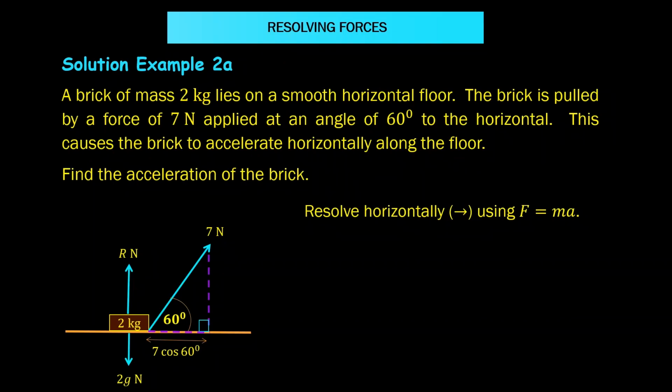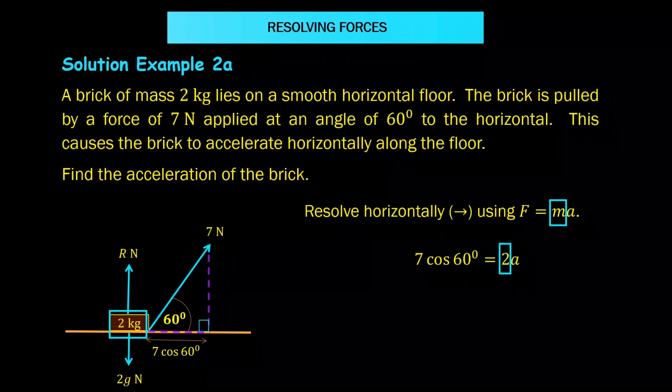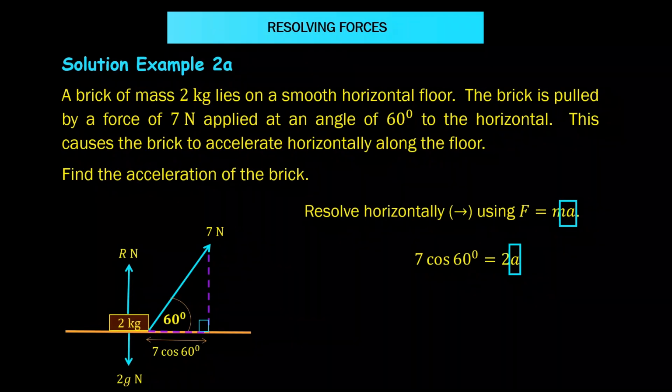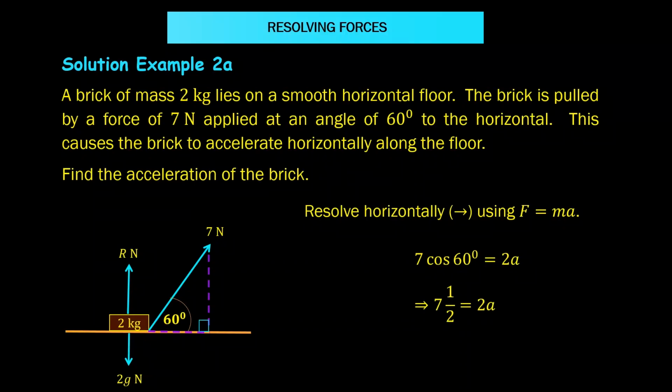Resolving horizontally using F equals ma, we have the force horizontally is 7 cos 60 degrees equals 2 times a, the acceleration. And so this gives us 7 times a half equals 2a, since cos 60 degrees equals a half. And rearranging this gives us a equals 7 over 4.